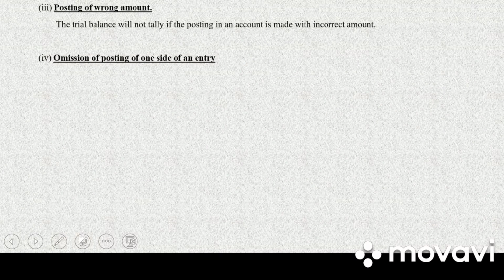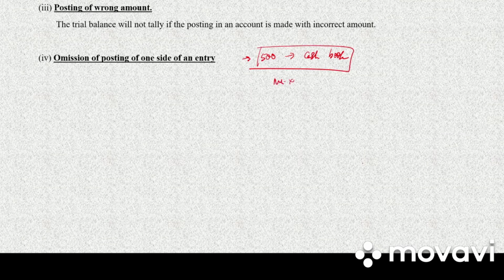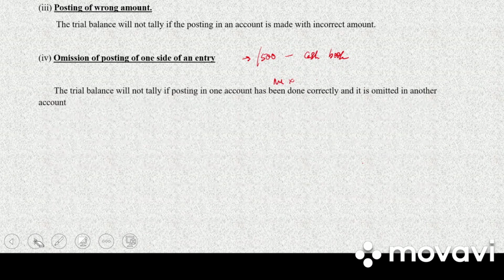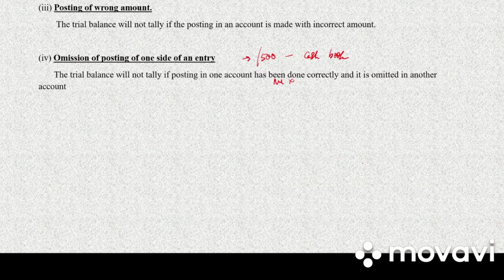Next we have omission of posting of one side of entry. Say for example, 500 rupees has been posted correctly in cash book. That is, they have given Mr. X paid us 500 rupees. So it is correctly entered in cash book, but it is not entered in Mr. X account. So in such a case, one side of the entry is omitted. So trial balance will not tally. The trial balance will not tally if posting in one account has been done correctly and is omitted in another account.